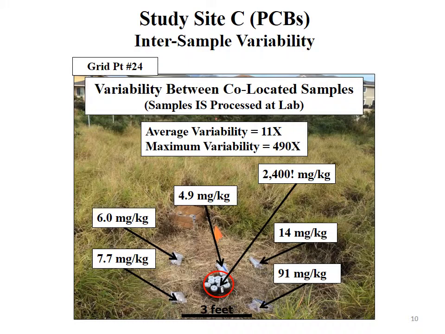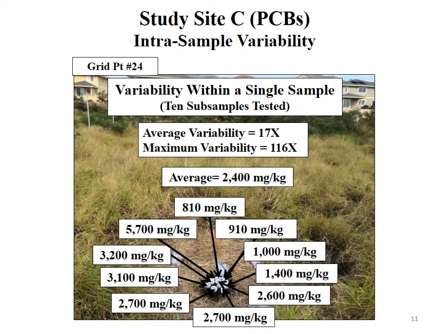So on average, for the inter-sample variability at the PCB site, we saw 10-fold variability around each of the grid points just between the co-located samples. Maximum variability around any single grid point was almost 500-fold. Let's look at that center sample again.